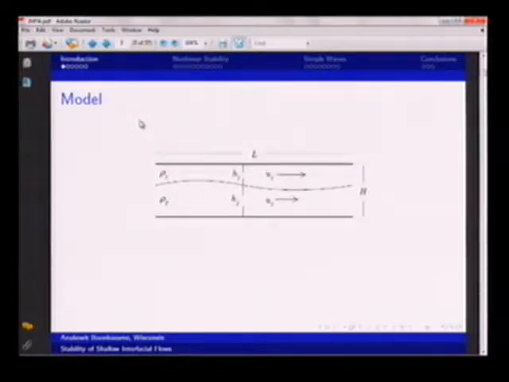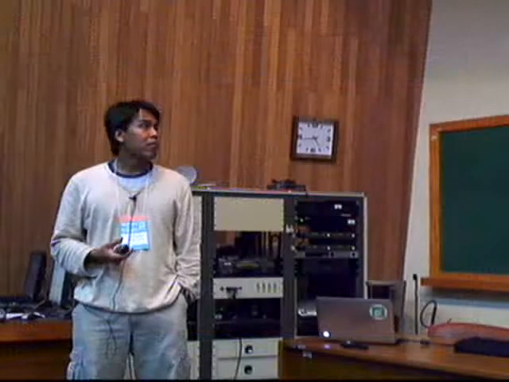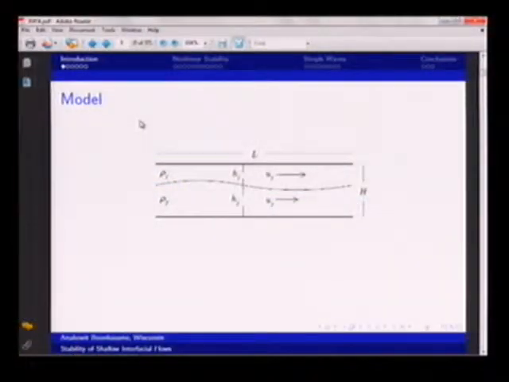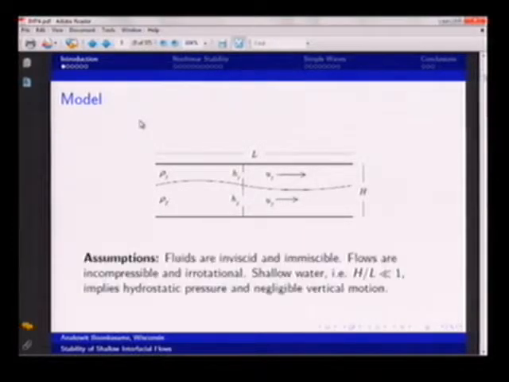It's a basic model, so I have two layers of fluid bounded by solid top and bottom walls. I call my upper layer 1 and my bottom layer 2. I'm going to make all the basic assumptions. I'm going to assume that the fluids are not viscous and they don't mix, and that the flows are incompressible and irrotational. The key assumption here is the shallow water assumption.